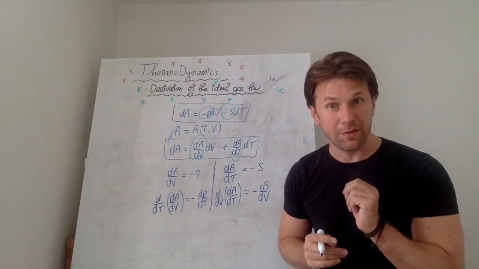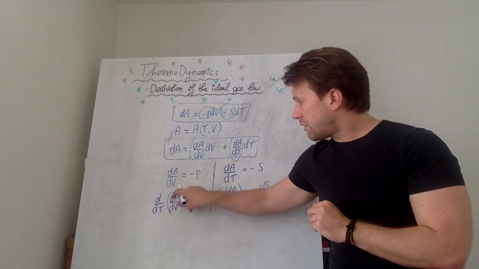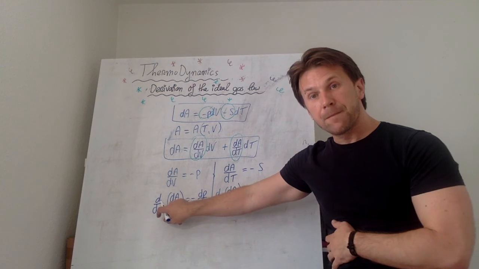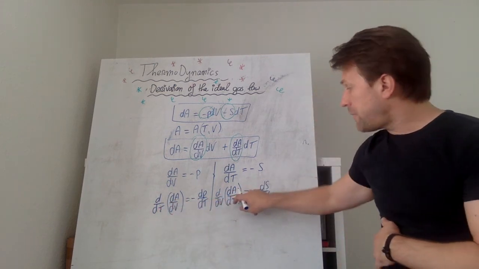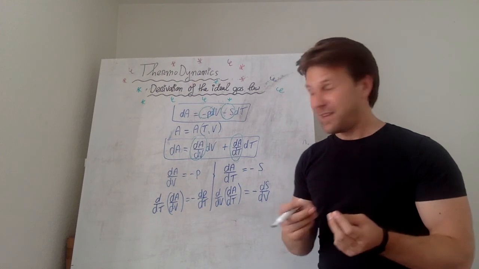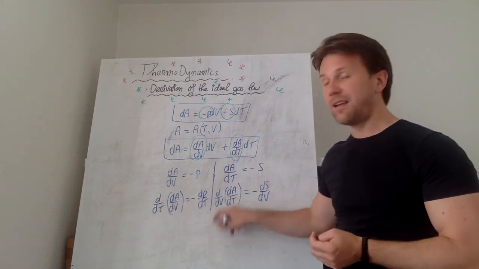Here's the beautiful part. Here's the mathematical part. I have two derivatives here of the Helmholtz function. One's with respect to V and one's with respect to T. But I have the same here. One's with respect to T, one's with respect to V. But I do them in different orders. Here I first take the V derivative and then the T. Here I first do the T and then the V.